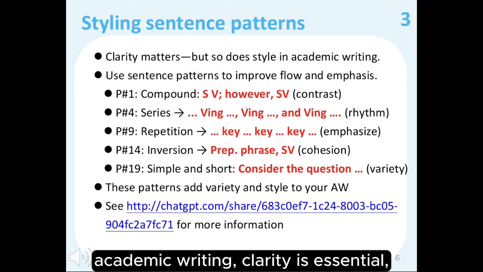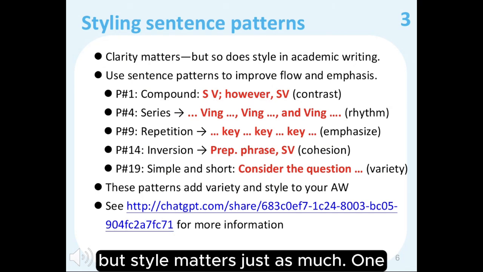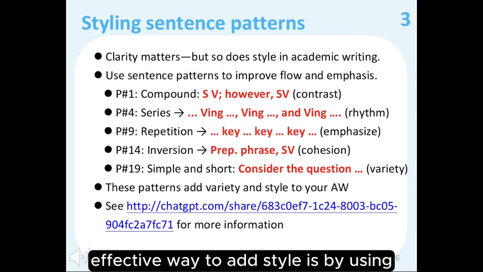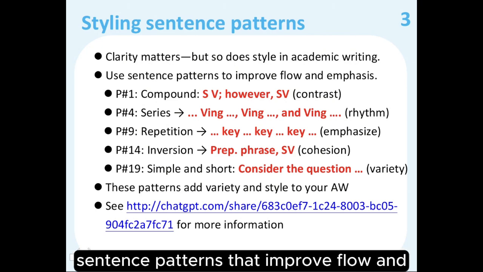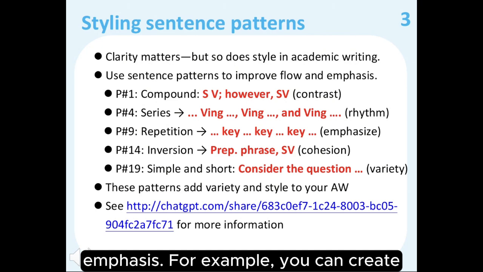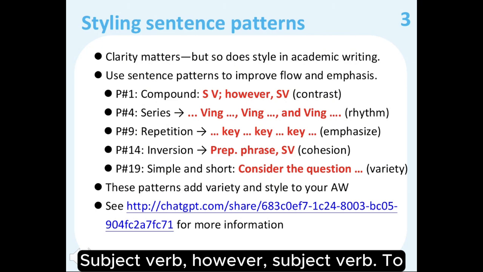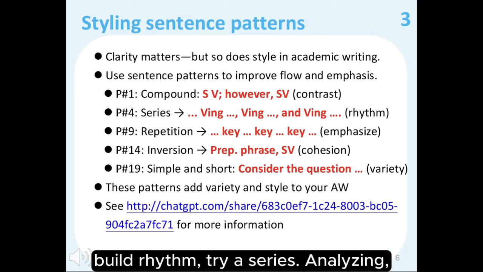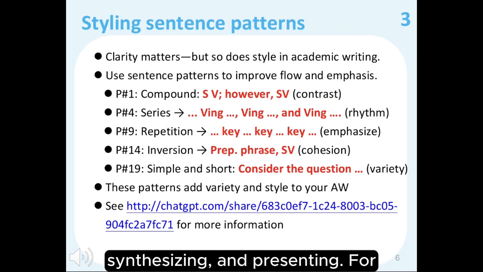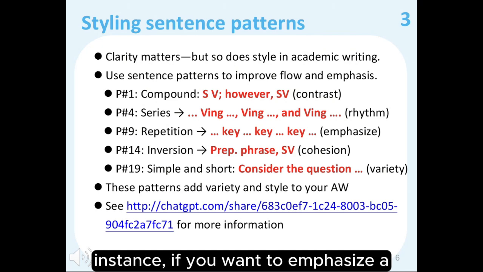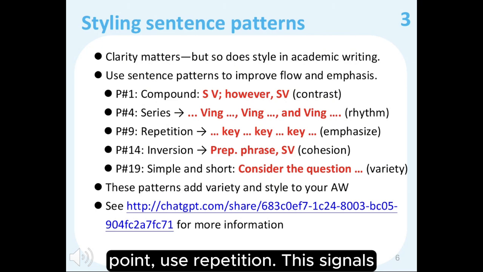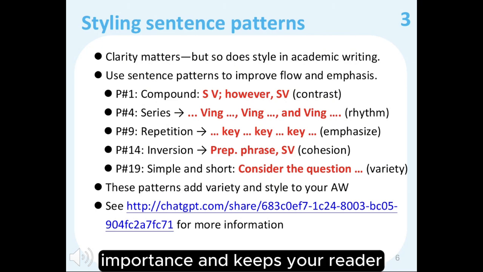In academic writing, clarity is essential, but style matters just as much. One effective way to add style is by using sentence patterns that improve flow and emphasis. For example, you can create contrast with a compound structure, subject-verb, however, subject-verb. To build rhythm, try a series, analyzing, synthesizing, and presenting, for instance. If you want to emphasize a point, use repetition. This signals importance and keeps your reader's attention.